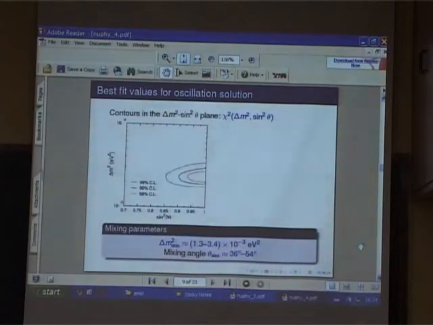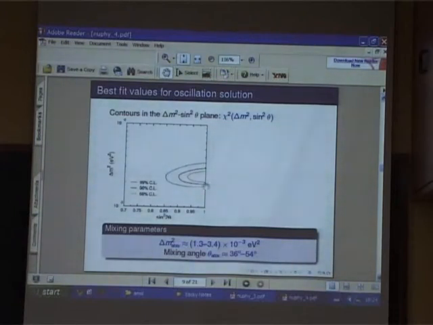So people are familiar with confidence levels. Let me tell you the meaning of confidence level. The best fit point is here, but the best fit point tells you nothing, just a single point. What is important is to find out the range in the parameter space, which are the so-called confidence levels. Let me tell you what this means.